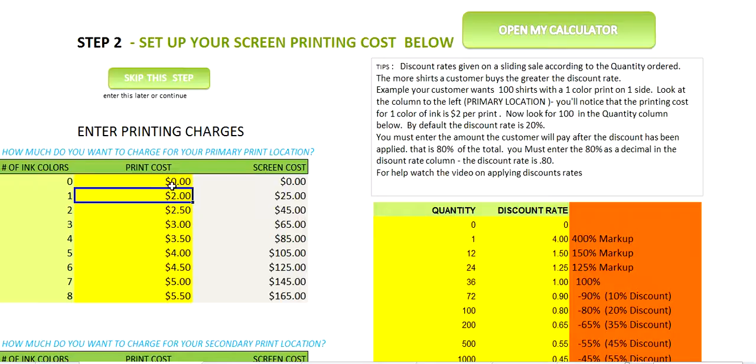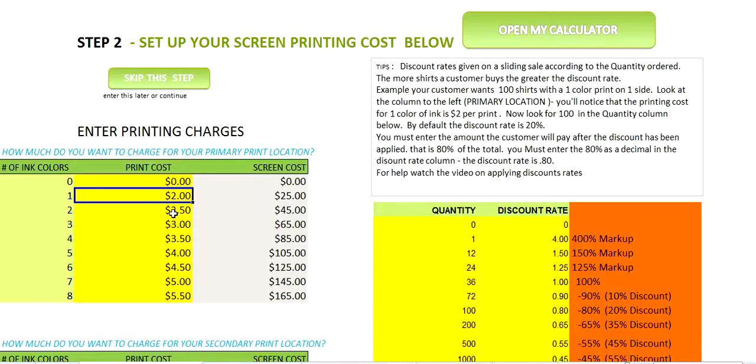Now, one thing that you have to remember is that normally we all give discount rates on a sliding scale according to the quantity. So if you order 100 shirts, you're going to pay a per piece price that is going to be cheaper than if you only ordered 24 shirts. So let's go in and talk about discount rates.